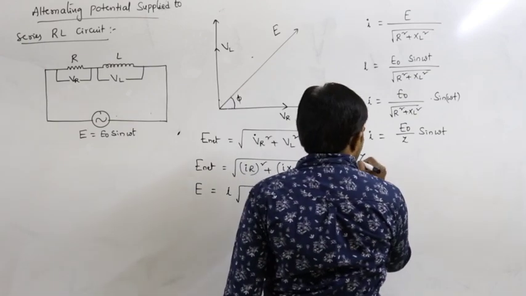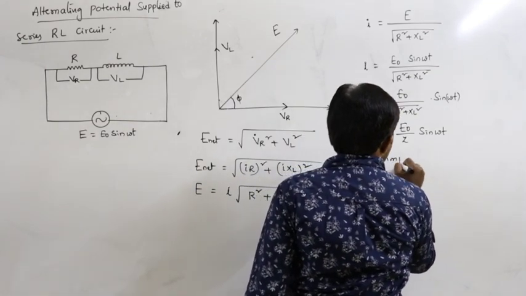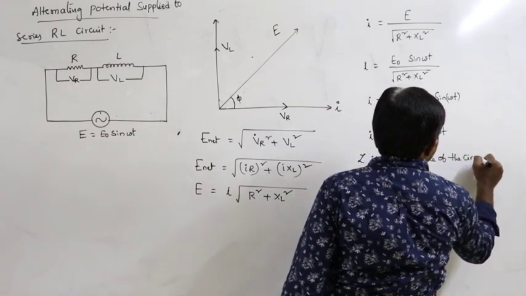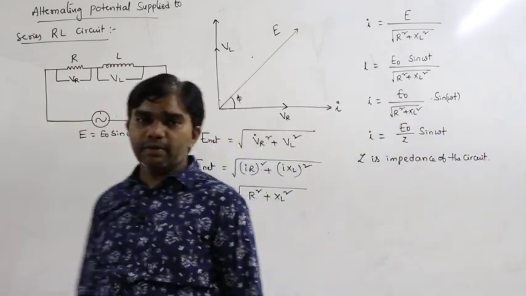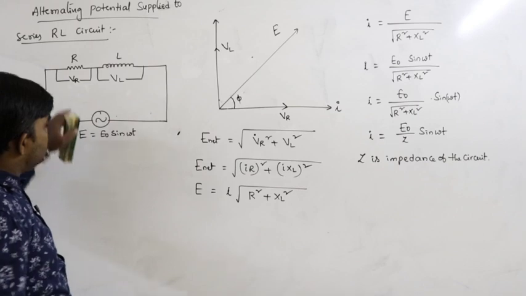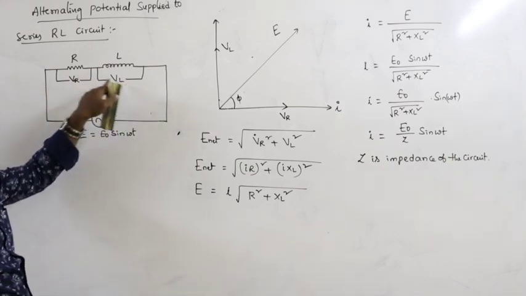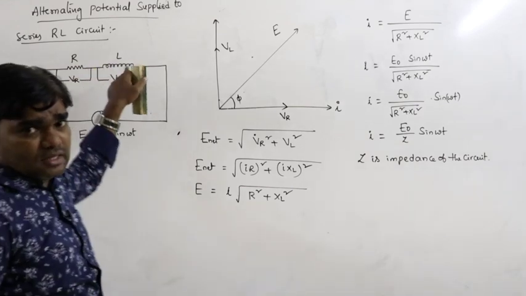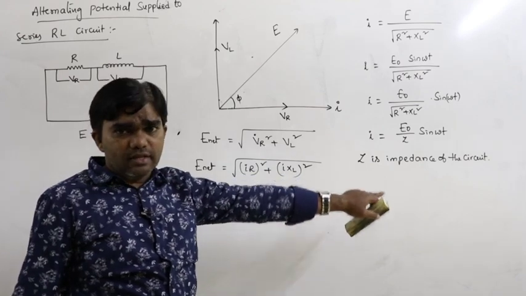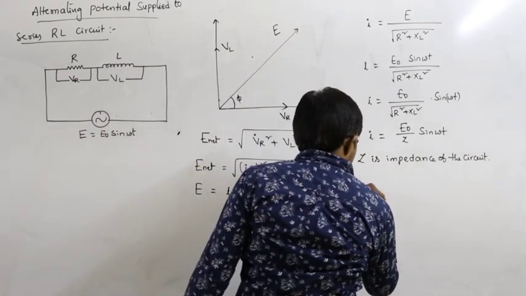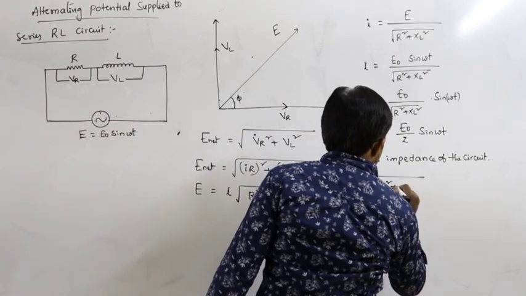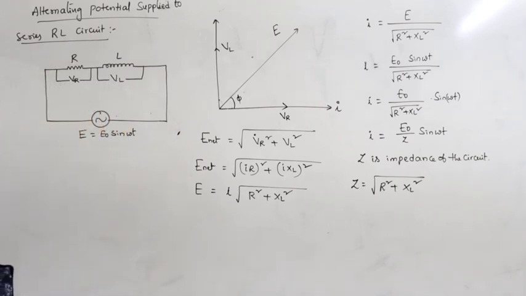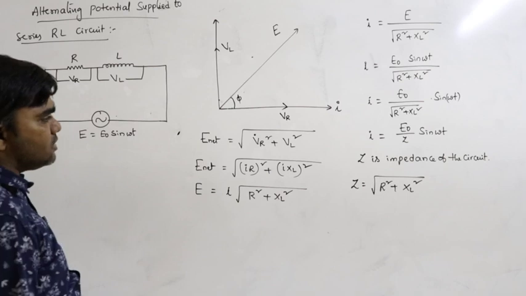What is Z here? Z is the impedance of the circuit. Impedance means the total opposition offered for the flow of alternating current when the resistor and inductor are connected. So here Z is equal to under root R square plus XL square. So this is the impedance of the circuit.